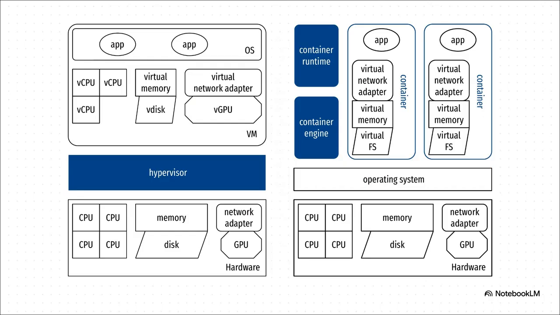This side-by-side comparison tells the whole story right here. On the left, you've got that heavy VM with its own guest OS. But look at the right. See how the containers sit right on top of the host's operating system? They share it. And by getting rid of that duplicate OS, containers become unbelievably lightweight and fast.